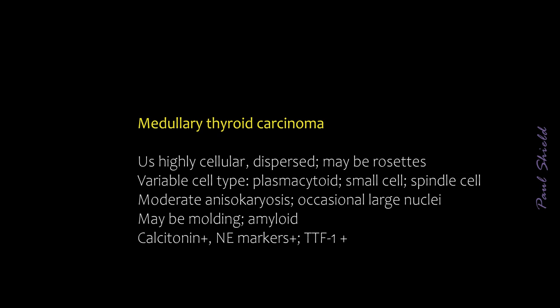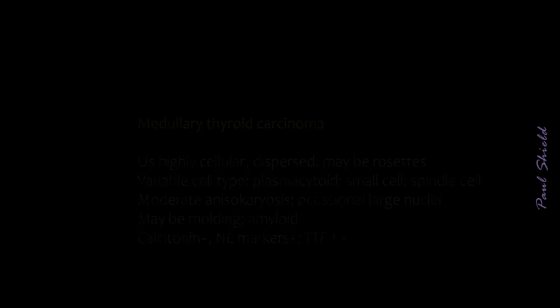It can be difficult, just on a PAP or Giemsa stain, to separate out from sometimes collagen or from thick colloid, I find. Ancillary tests are essential to make this diagnosis really, and the cells usually express calcitonin, neuroendocrine markers like chromogranin A, synaptophysin, and TTF1.